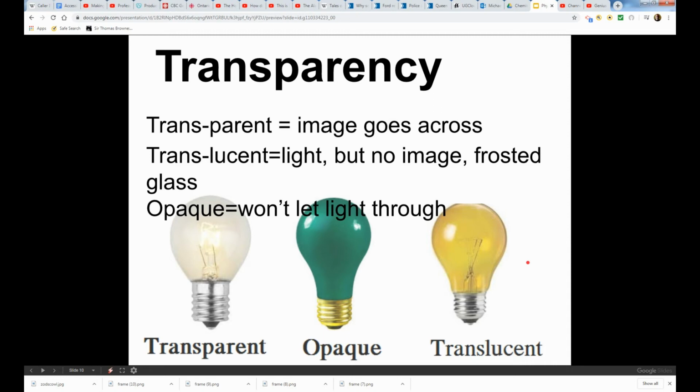well. And opaque won't let light through. And an opaque is a cross between a llama and an alpaca. The word is pronounced opaque. Okay? Opaque, no light gets through.